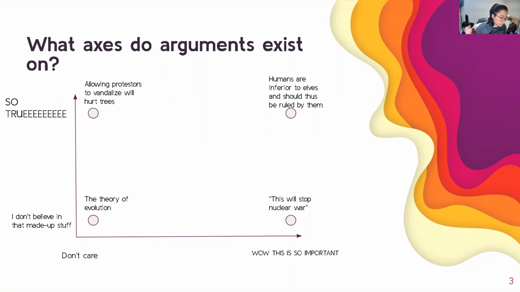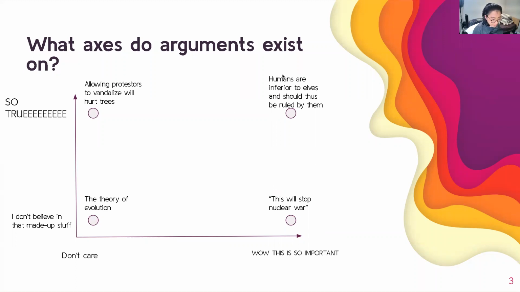Because proving trees are going to get hurt, which is a very marginal impact, is very simple to do. Whereas proving something is going to lead to nuclear war takes a lot of analysis to prove why something is going to happen, at least at the scale that nuclear war exists in. So this is an example of an argument that is very important, but if you're not able to prove why this is going to happen or why this is untrue, it also becomes relatively irrelevant in the round.